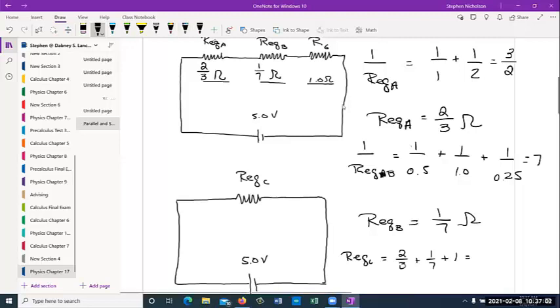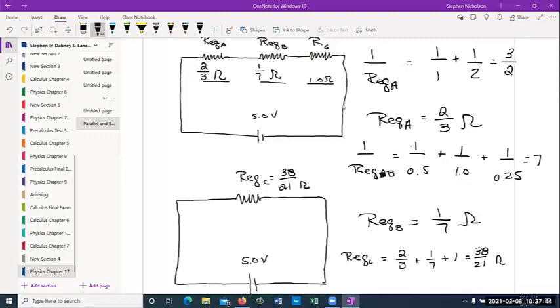The thing about series resistance is the series resistance is always bigger than the biggest. So it's got to be greater than 1, since 1's the biggest. Okay, don't forget to put it as a fraction. So wait for a few more people here. I've got 2 people. Okay, so it's 38/21 ohms. Okay, so that is my resistance.